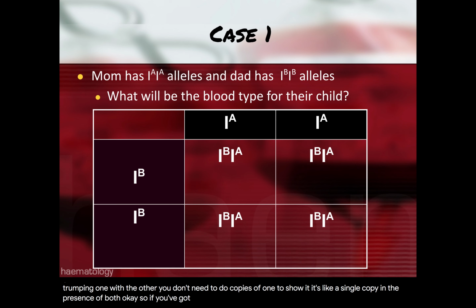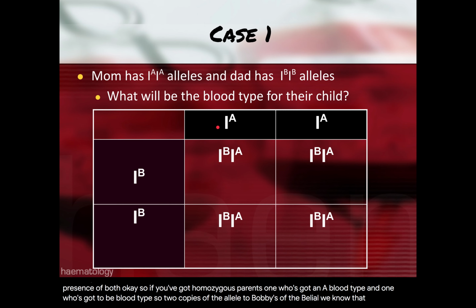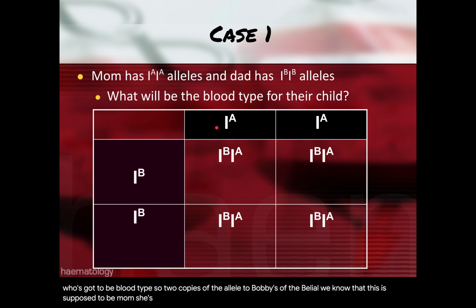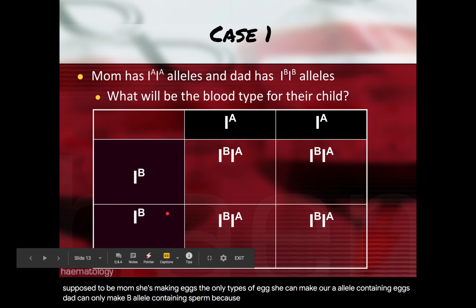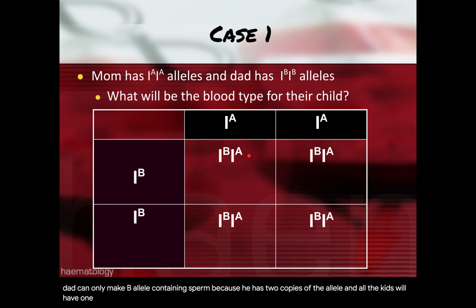So if you've got homozygous parents, one who's got an A blood type and one who's got a B blood type, so two copies of the A allele, two copies of the B allele, we know that, so this is supposed to be mom, she's making eggs. The only types of eggs she can make are A allele containing eggs. Dad can only make B allele containing sperm because he has two copies of the B allele, and all the kids will have one B and one A allele. Thus, they will have the AB phenotype or AB blood group because it is codominant. Both will be expressed.